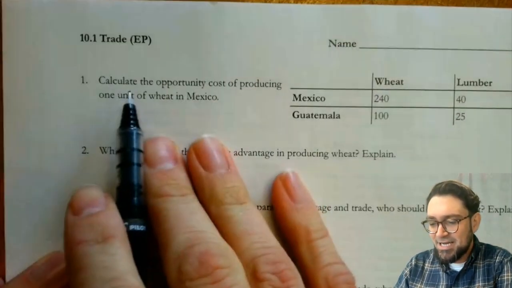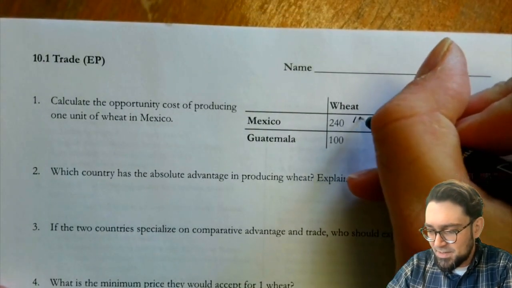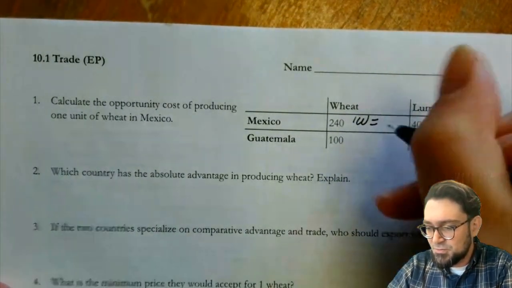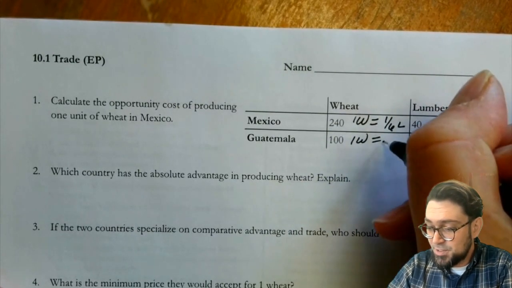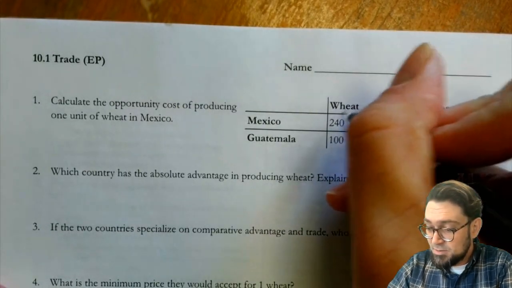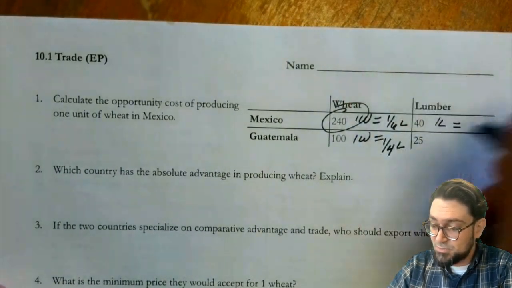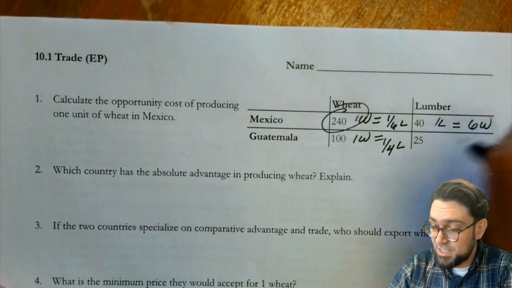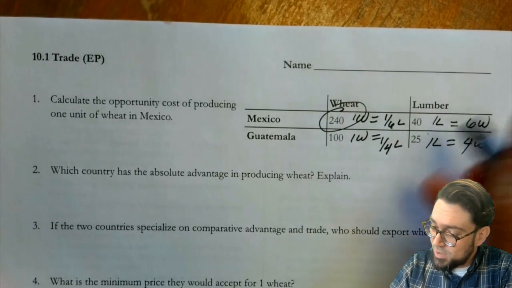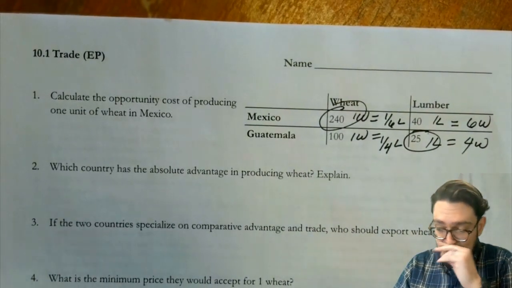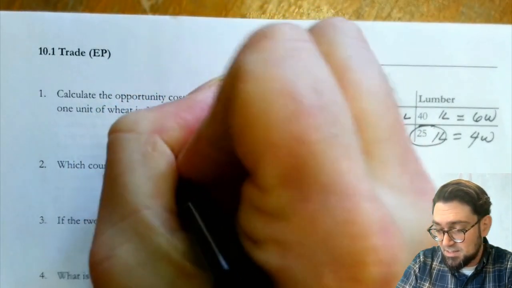So let's get started. Calculate the opportunity cost of producing 1 unit of wheat in Mexico. I'm actually just going to calculate all of them. We're going to do 1 wheat, and then 40 over 240 is 1/6 of a lumber. 1 wheat here, 25 over 100 is 1/4 of a lumber, which tells me Mexico has comparative advantage in wheat. 1 lumber for Mexico is equal to 240 over 40, which is 6 wheat. And 1 lumber here is equal to that reciprocal, which is 4, meaning that Guatemala has the comparative advantage in lumber. Opportunity cost of 1 wheat in Mexico is 1/6 of a lumber.